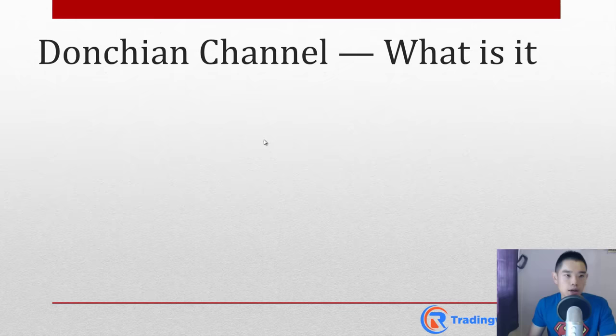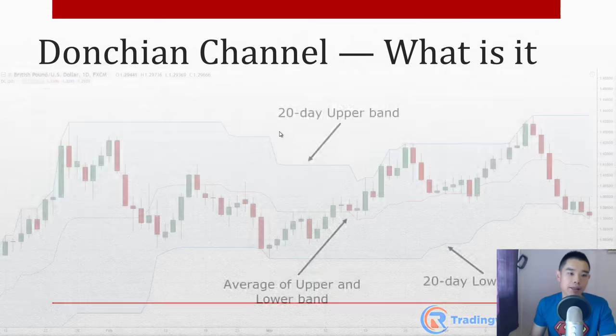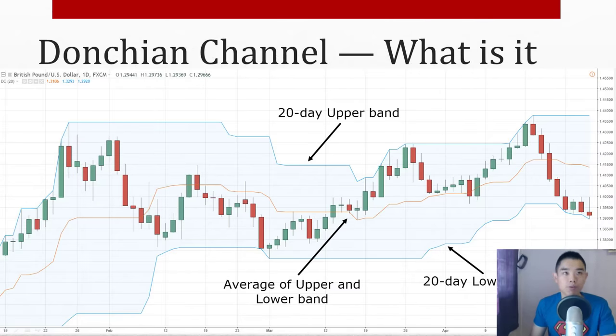But for now, let's move on and talk about the Donchian channel. The Donchian channel is another indicator, and this one is relatively straightforward. No complex math. There are three lines: upper band, middle band, and lower band. The upper band is simply the 20-day high. This one over here is the 20-day low. And this middle band is simply the average between the 20-day high and the 20-day low. So this is where you get your Donchian channel having three lines on the chart.